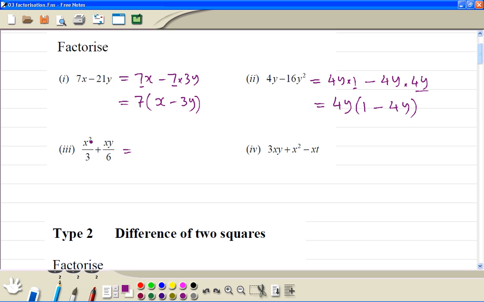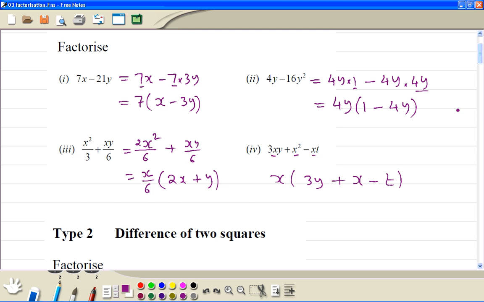Here we have x squared. To make the denominator 6, we times the top and bottom by 2. Then we have xy over 6. Now x over 6 is a common factor. Then we are left with 2x, then we are just left with y here. Here we just got x as a common factor. So we have 3y plus x minus 2.